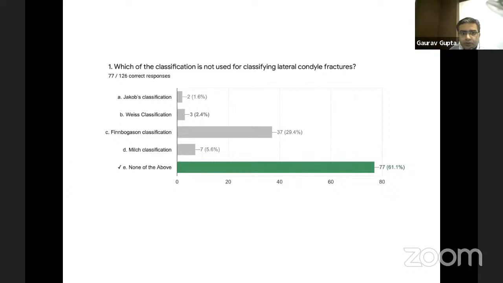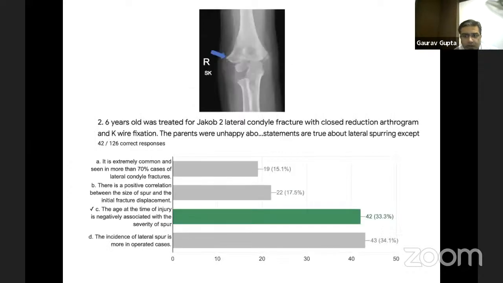So the first question was, which of the following is not used for classifying lateral condyle fractures? And 37 people have marked it wrong. Finn-Bogason classification is very well used to classify lateral condyle fractures, and in fact all of these are used, like Jacobs, Weiss, Finn-Bogason and Mills. So the answer was none of the above.